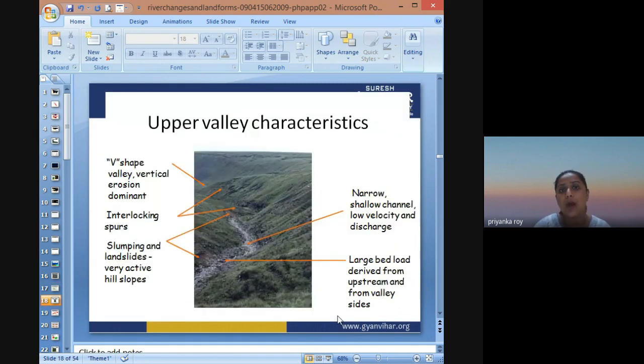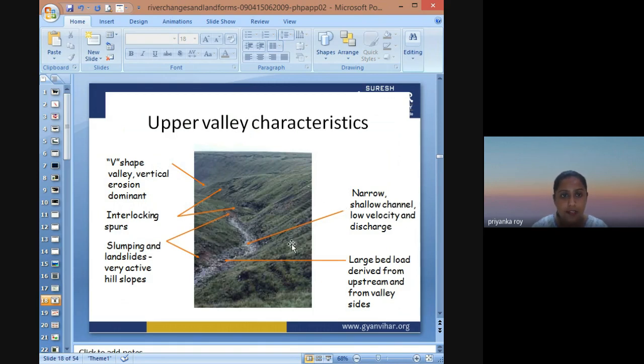The upper course is characterized by a V-shaped valley. See, it is forming a V here. It is a deep V valley, and vertical erosion is happening in these areas. Then it has interlocking spurs. These are the two spurs. If you see, these are interlocking spurs.